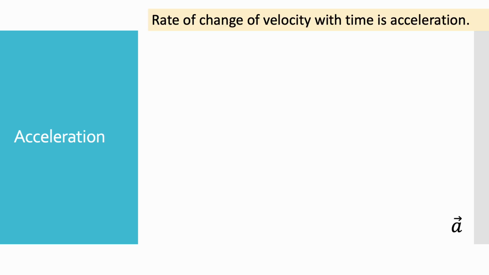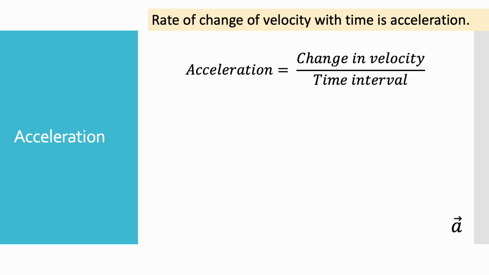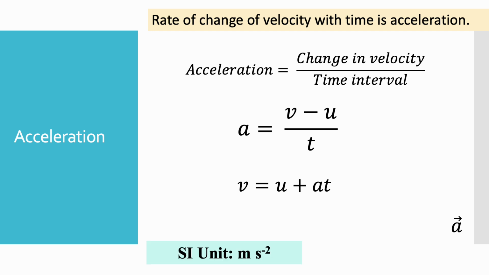Acceleration is the rate of change of velocity with time. The formula is acceleration equal to change in velocity divided by time interval. A equal to V minus U divided by T. V is the final velocity, U is the initial velocity and T is the time. So we can rearrange the equation in terms of final velocity. So V will be equal to U plus AT.